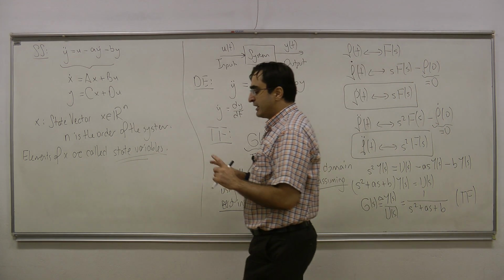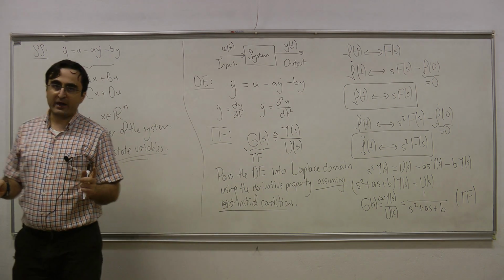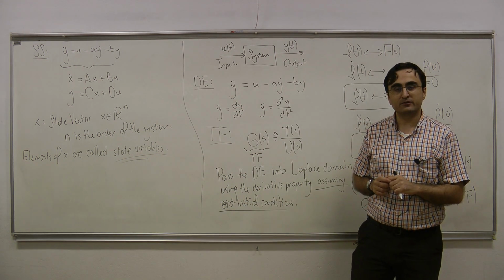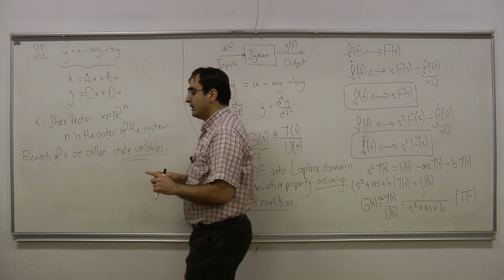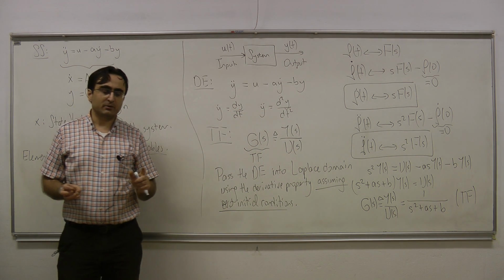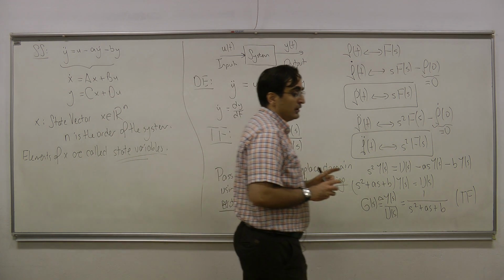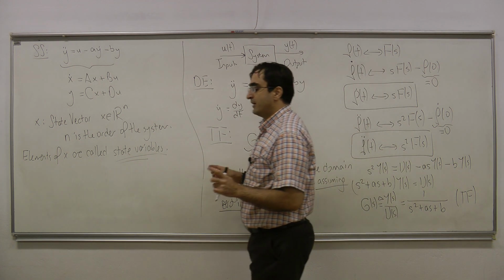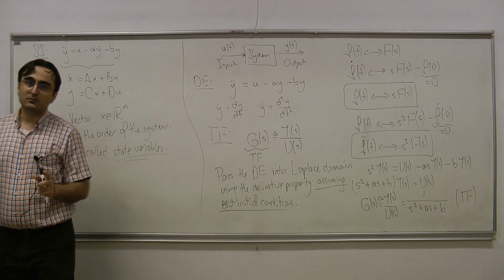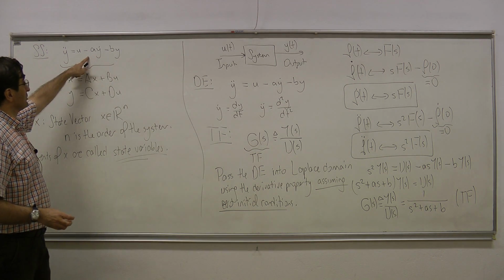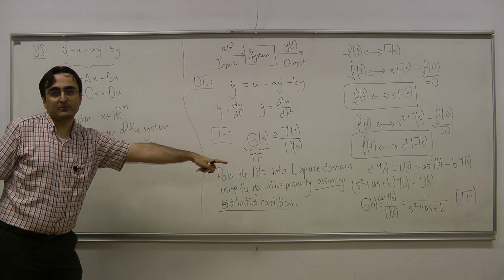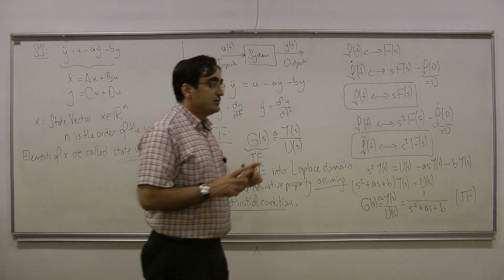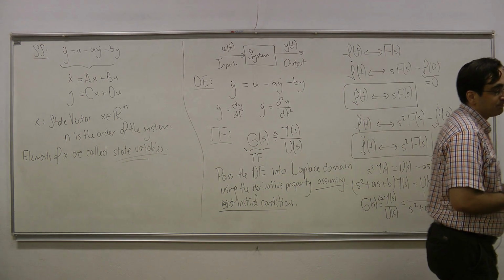You can choose the state variables in infinitely many ways. There are infinitely many different ways to select state variables. We are going to see in this lecture that every different selection of state variables results in a different state space representation. So when we talk about state space representations, there is no uniqueness. Corresponding to a single differential equation, or a single transfer function, there are infinitely many state space representations, depending on your state variable selection.